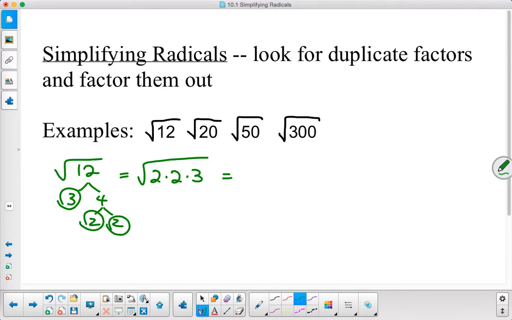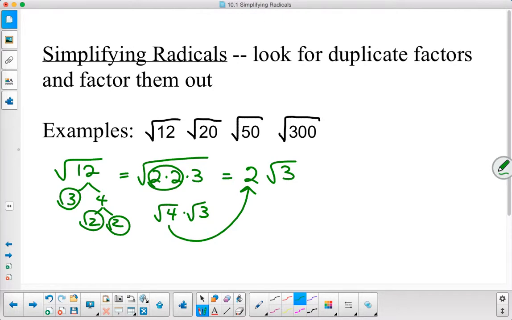Now what we do is look for duplicate factors. You see there's a 2 there twice, so that factor comes out of the square root. Why does it come out? Well, it's like taking the square root of 4. The square root of 4 is 2, so we could do that simplifying.